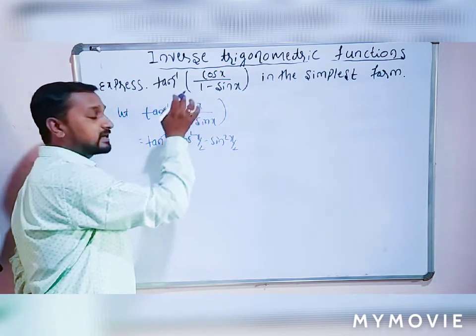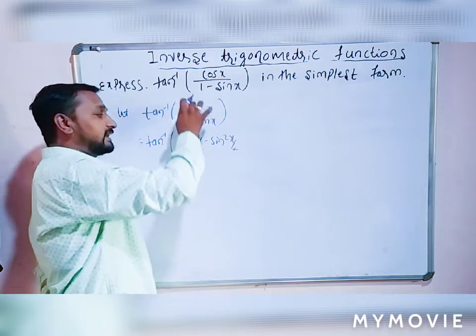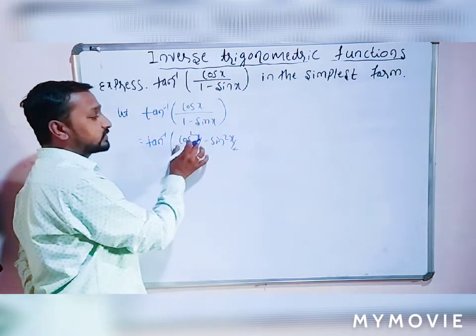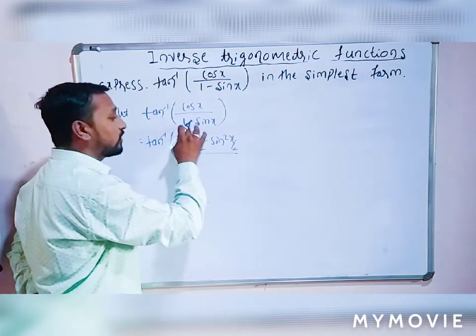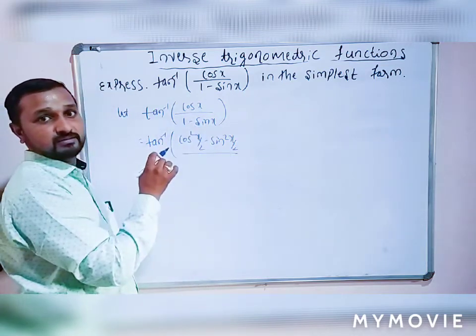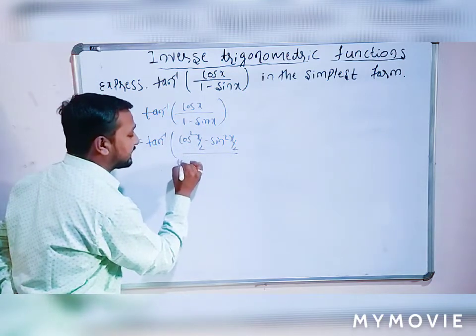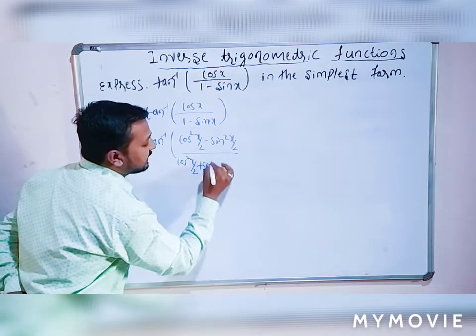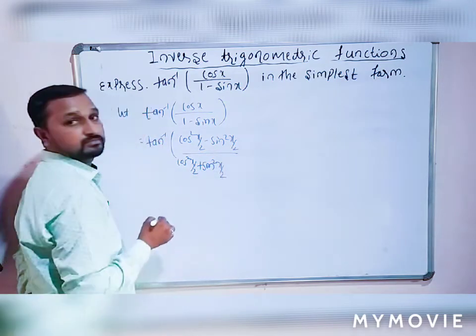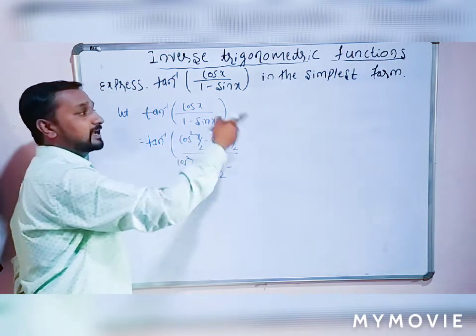Cos 2x is nothing but cos square x minus sin square x. This is a half angle formula, where the angle is halved. That is cos square x by 2 minus sin square x by 2. Divided by 1, which can be written in terms of sin and cos as cos square x by 2 plus sin square x by 2. Minus sin x can be written using the half angle formula.